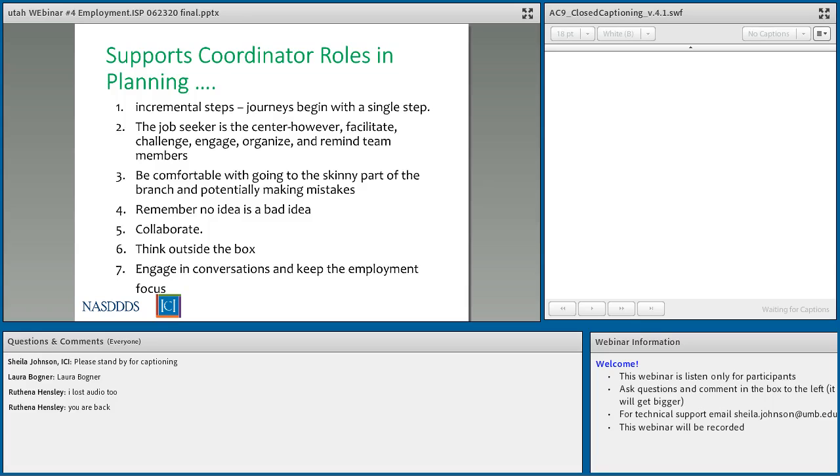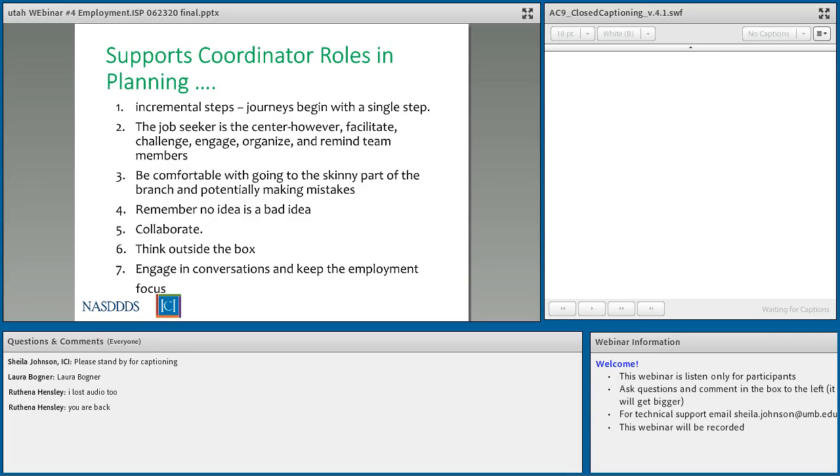The job seeker, that person, is going to be the center, whether they facilitate, challenge, engage, organize, and we've got to remind team members that this is about the job seeker. They're the focus of this meeting, not everybody else. Just like going into the weeds, we talk about being comfortable with going to the skinny part of the branch, okay? This is the skinny part of the branch that we're taking our little steps towards. We're a little bit nervous. Is it going to break? I'm not sure it can hold my weight. It's kind of a we-all-learn-our-lesson thing, and we make mistakes.